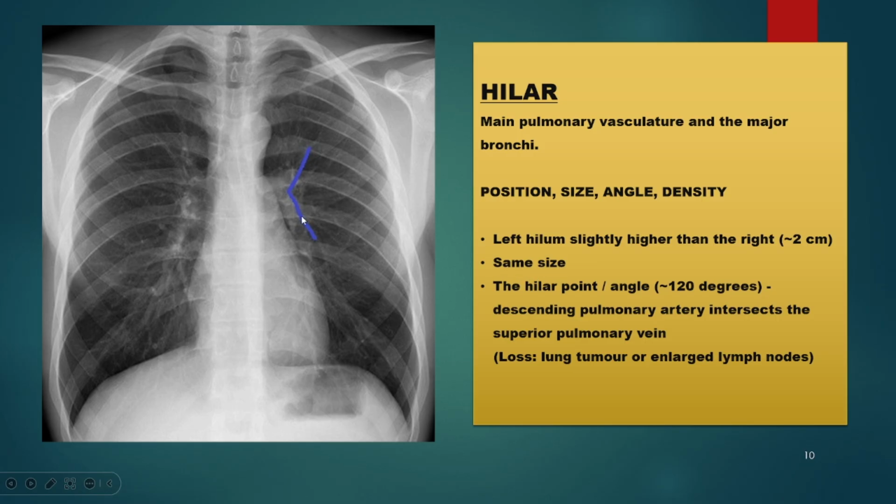Then the hilar angle made by the superior pulmonary vein and the descending pulmonary artery, it is about 120 degrees. This is the hilar point. And the density is more or less of the vascular density.